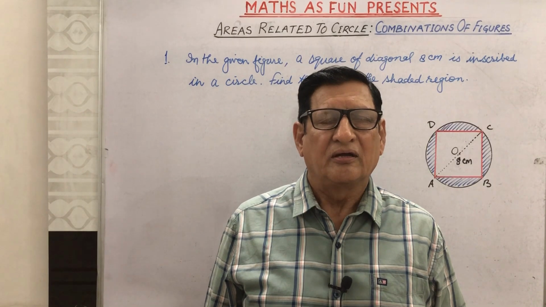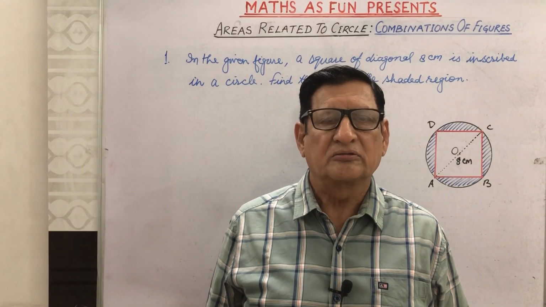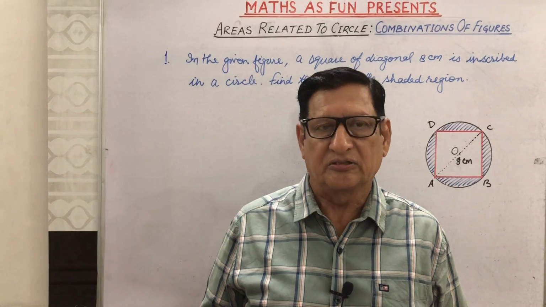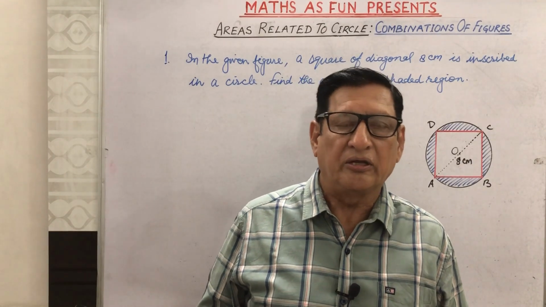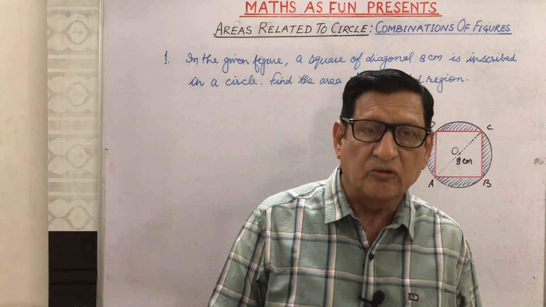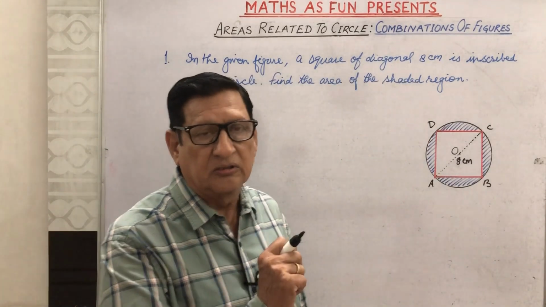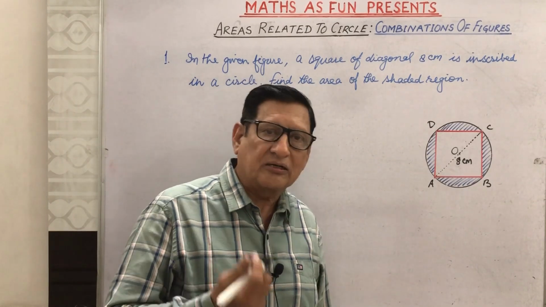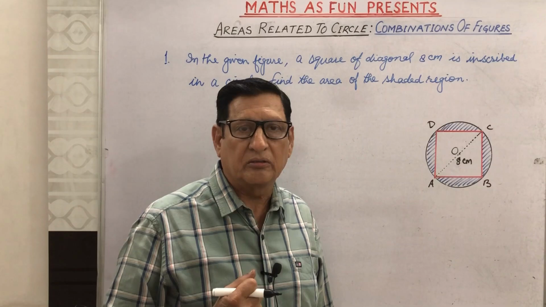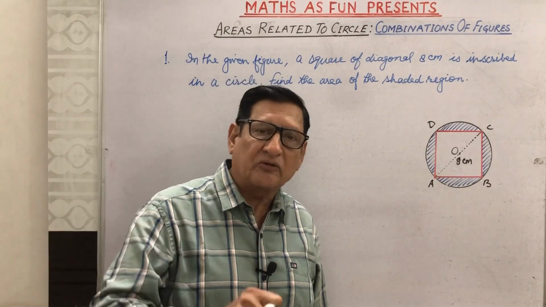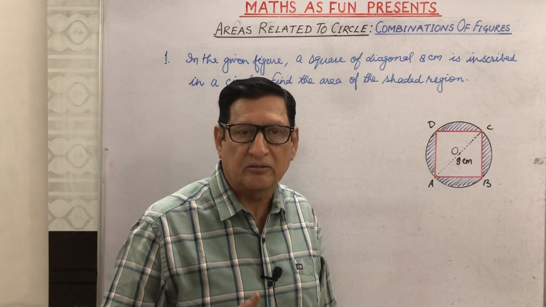Hello everyone. In the previous videos we have learnt about the area and perimeter of a sector of a circle and also the area of segment of a circle. In this video we are going to learn about the combination of plane figures. In that combination there may be a square, a rectangle, a triangle, a circle, some part of a circle that is a sector or segment.